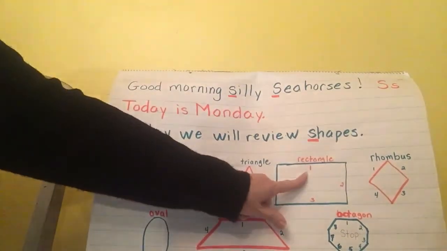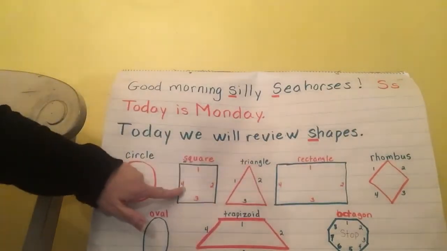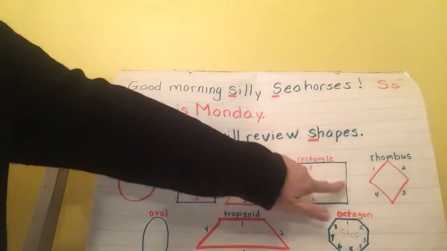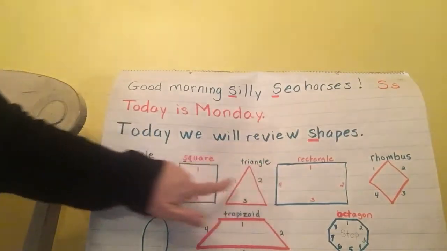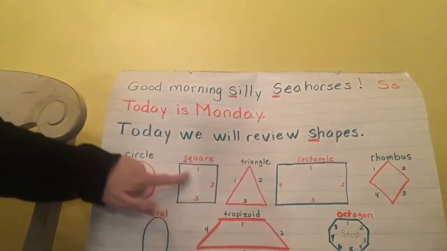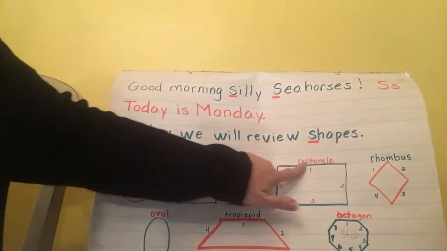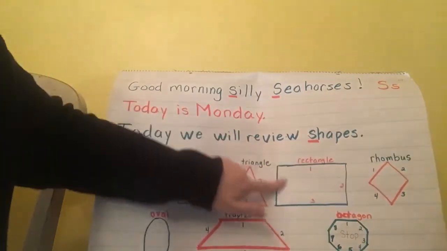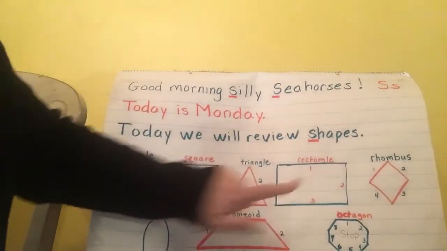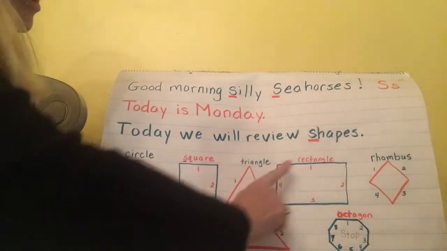Our fourth shape is rectangle. And a rectangle kind of looks like a square, right? It also has 1, 2, 3, 4 sides. But the difference between a square and a rectangle is that the square is a little bit shorter and the rectangle has 2 long sides and 2 short sides. And that's what makes them different.